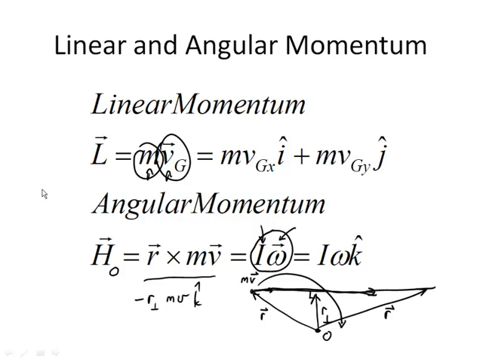And the equation is the same, except instead of mass times velocity, angular mass times angular velocity. For just about every problem we work with, we're going to have angular momentum in the z direction, the k hat direction, and it will either be clockwise, which is negative, or counterclockwise, which is positive.